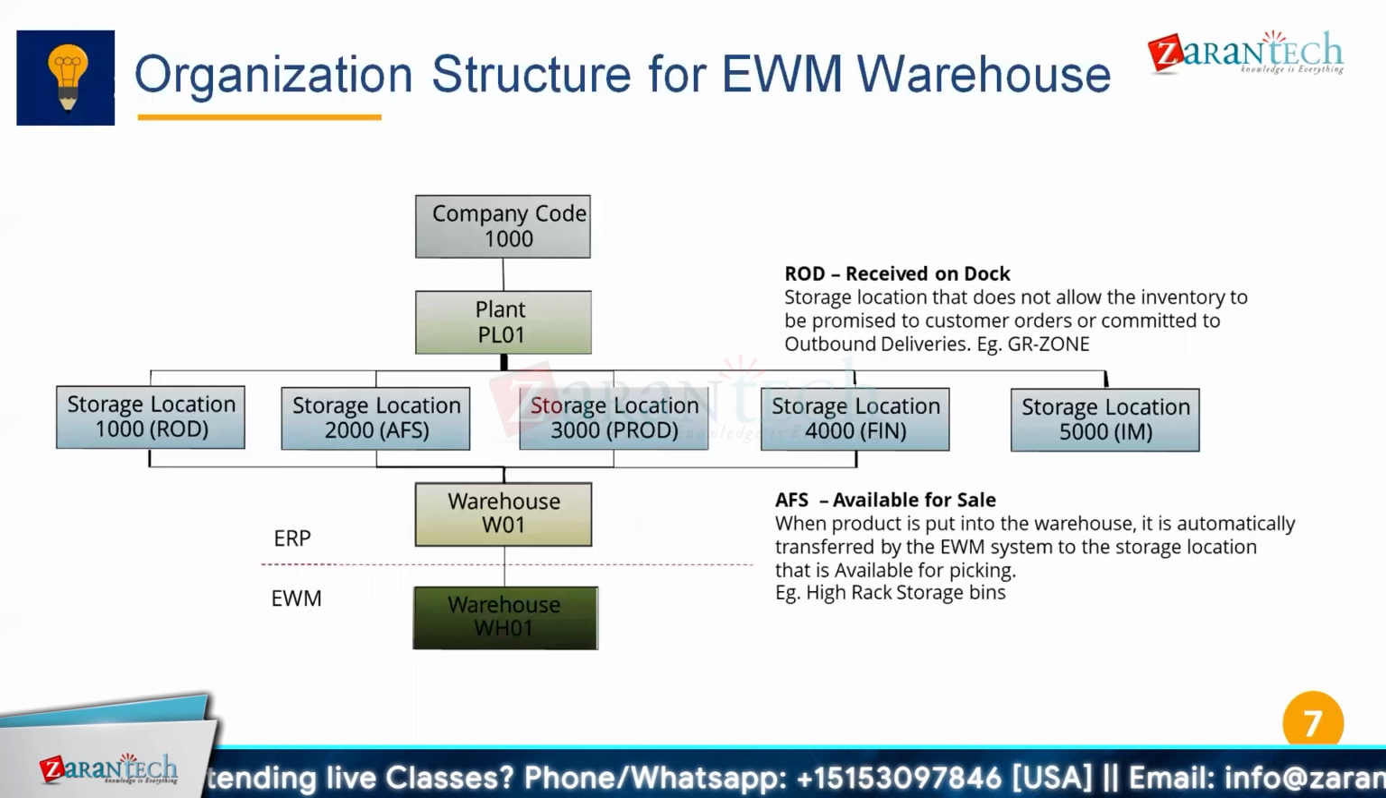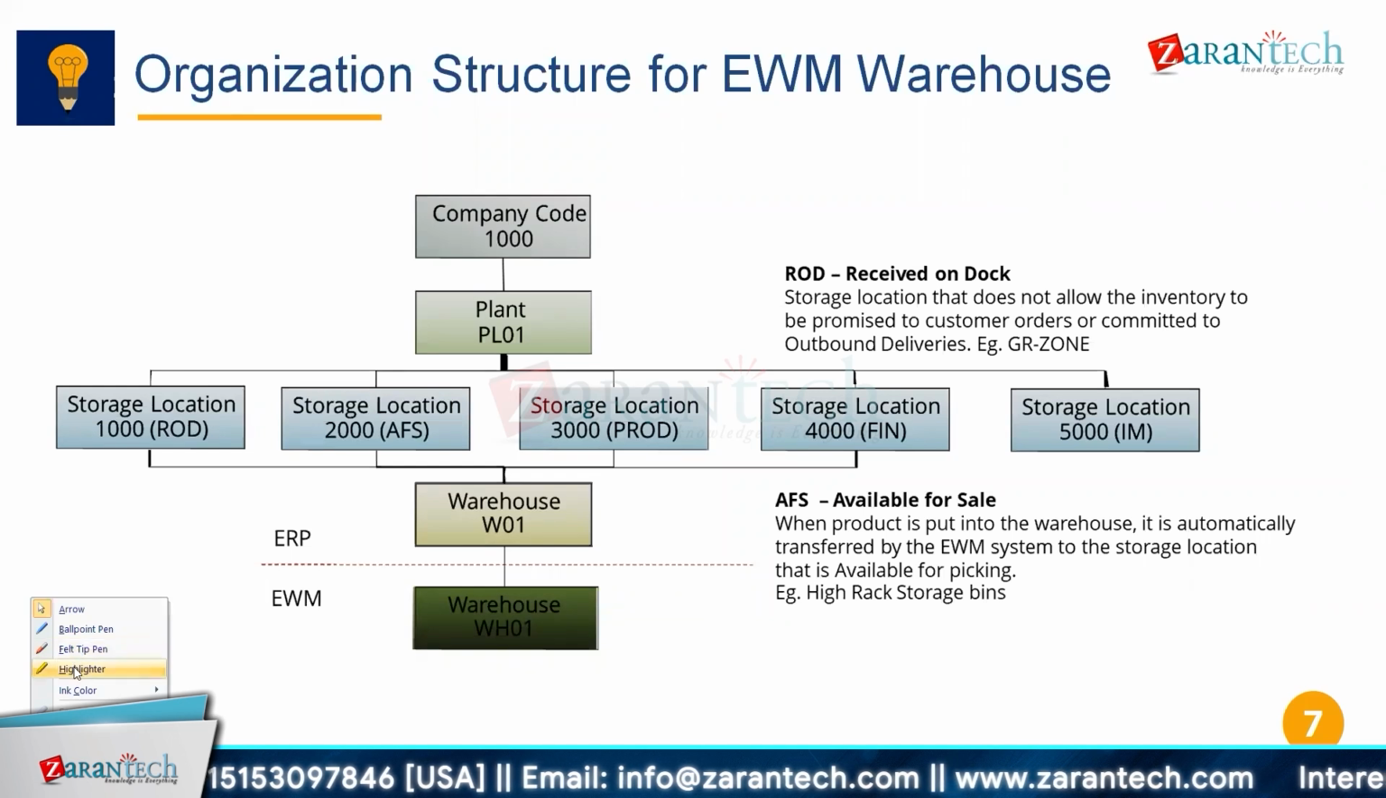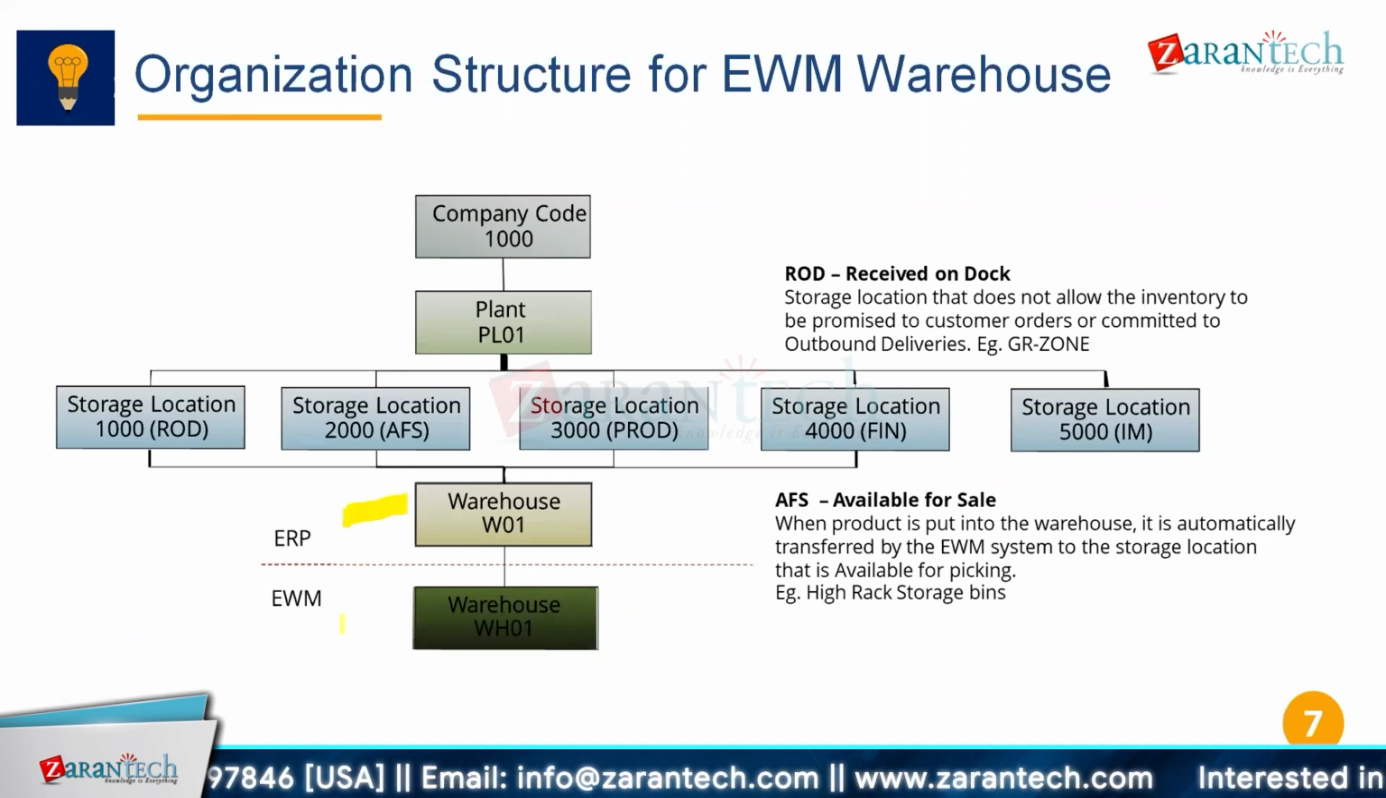I'll come to what we are going to set up to start with. We are going to have a warehouse. Now, here you can see there are two warehouses. One warehouse is the ERP warehouse, and one is the EWM warehouse. Physically, there is just one warehouse, but in EWM, the same warehouse has a 4-character code, while in ERP, when I say ERP, it means ECC, it is 3 characters.